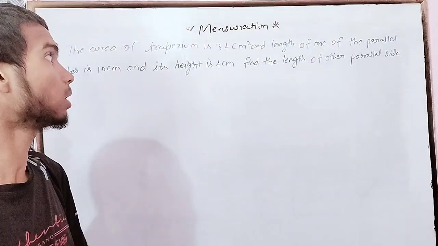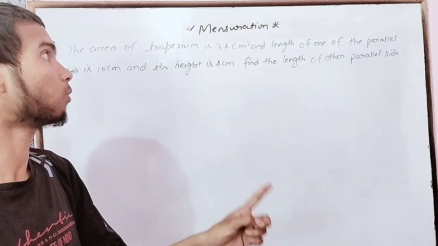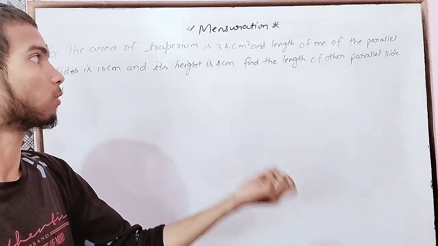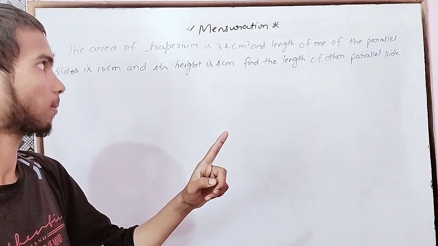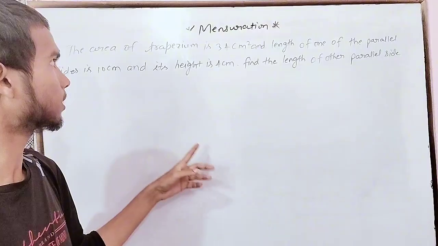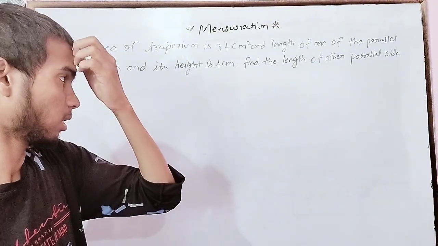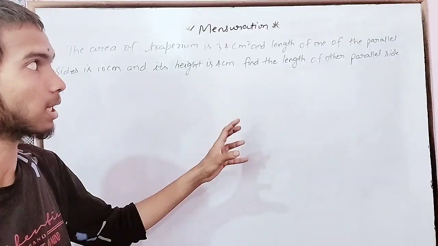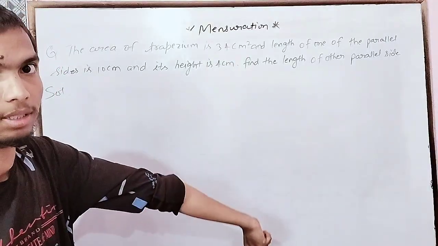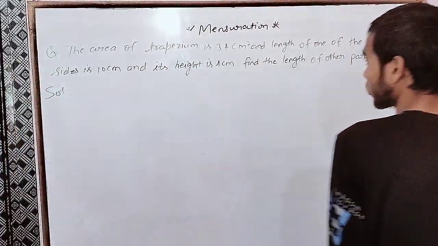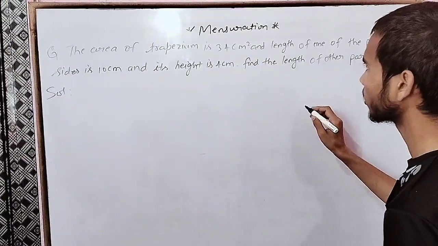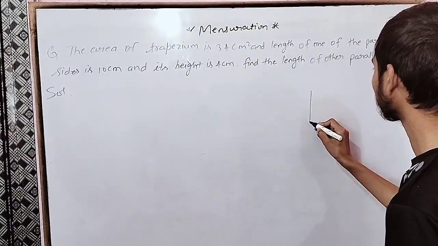is given. Only one measure of one of the parallel lines of the trapezium is given. Only one, which is 10 centimeters, and the height of the trapezium is how much? 4 centimeters, and we need the length of the other parallel side, the parallel side, not the non-parallel side. A bigger diagram of this would look like this.